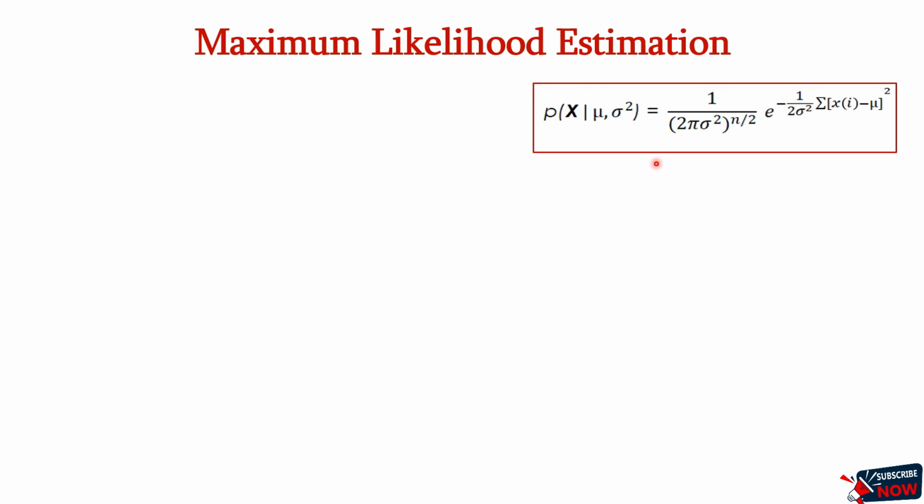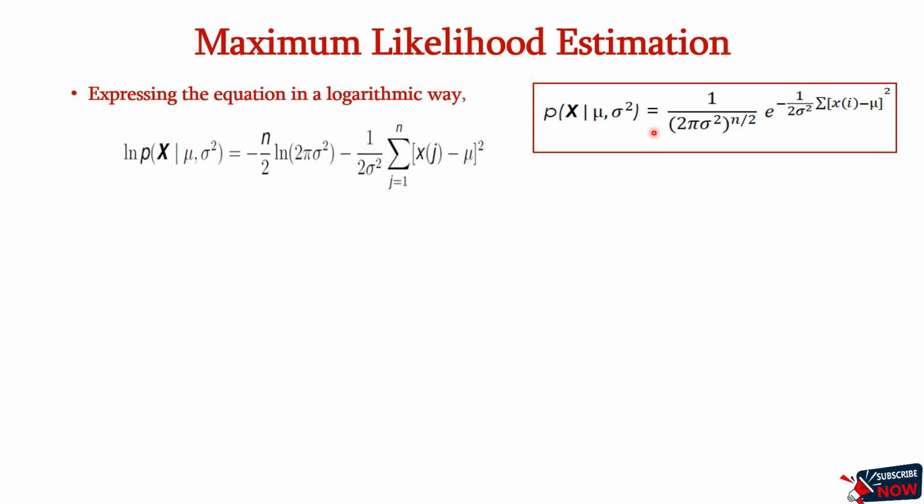Now let us express this probability distribution equation for the whole data set in a logarithmic way as shown here. If we apply logarithm to the first term in the equation, we get minus n by 2 into ln of 2 pi sigma square. This is because log of 1 by x can be expressed as minus log x, so we have minus here. In turn, we can express log of x power n as n log x. So we have 2 pi sigma square whole power n by 2, and we can express it as n by 2 into ln of 2 pi sigma square.